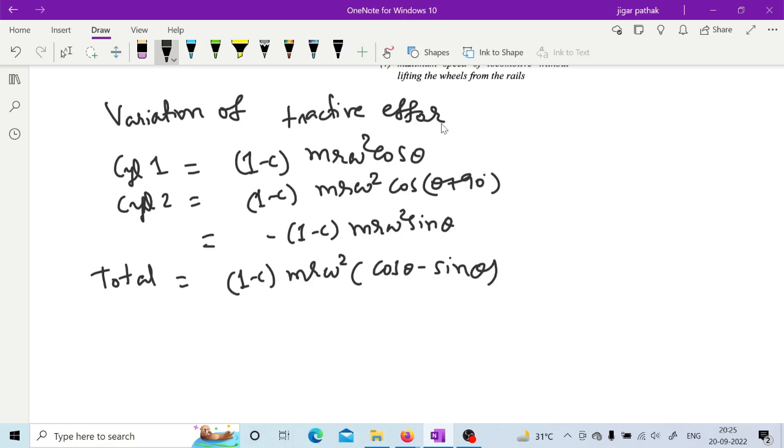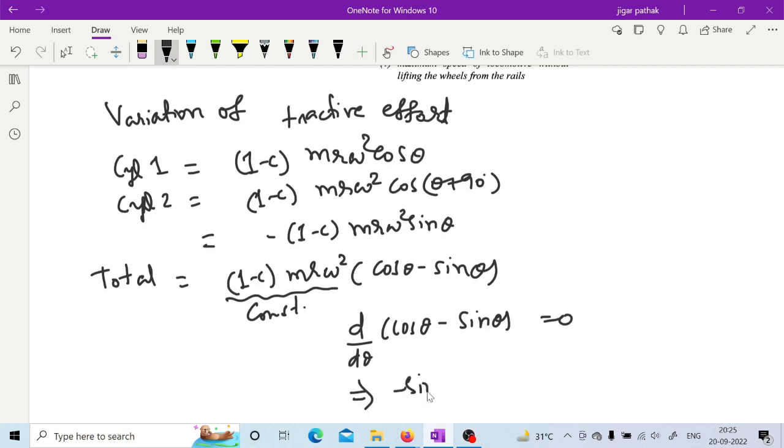Now if you see when it will be maximum, then you can directly say that all these are constant, right? (1 minus c) m r omega square is constant. So it will depend on this cos theta minus sin theta. So when this cos theta minus sin theta is maximum, at that point you can have the maximum variation of tractive effort. And if you see this, you will have minus sin theta minus cos theta equal to 0. So this will give you tan theta equal to minus 1, right?